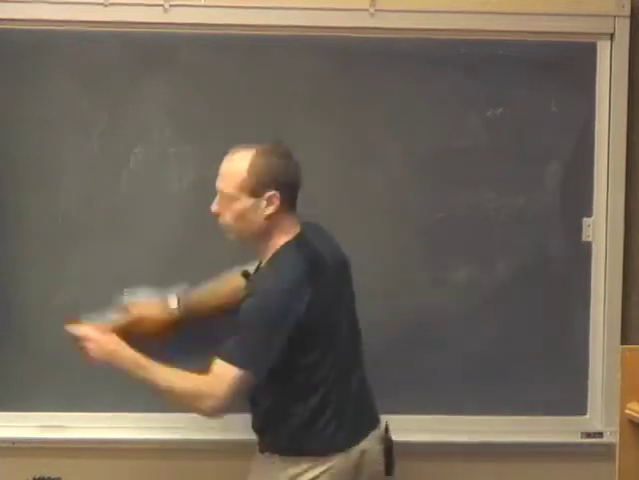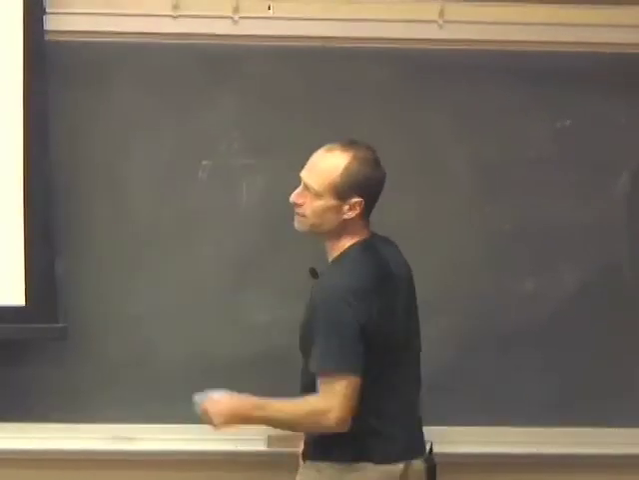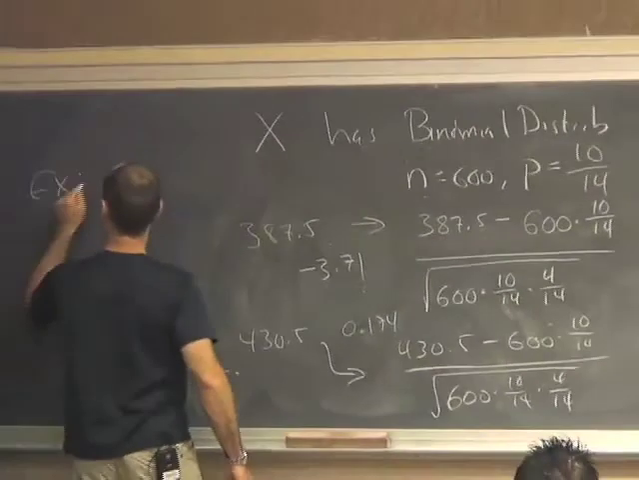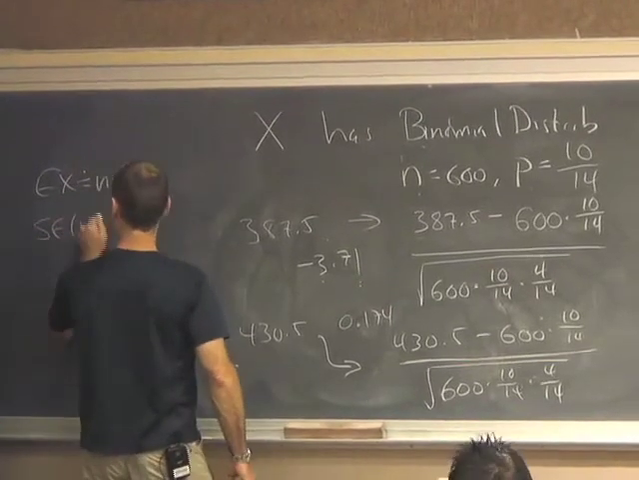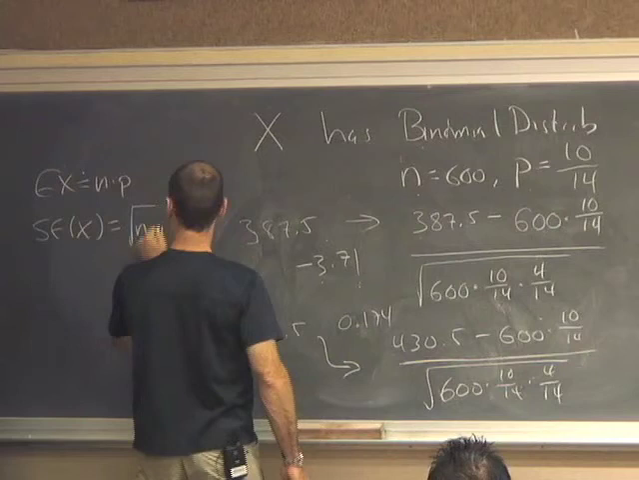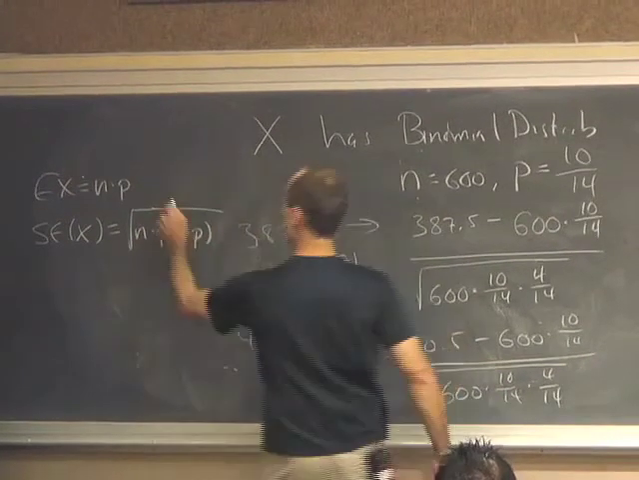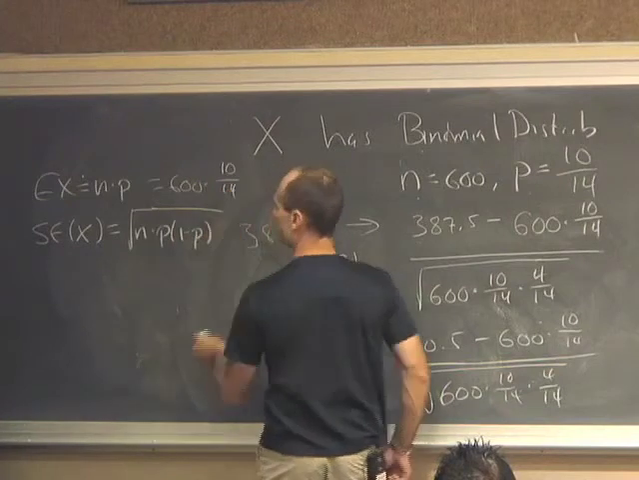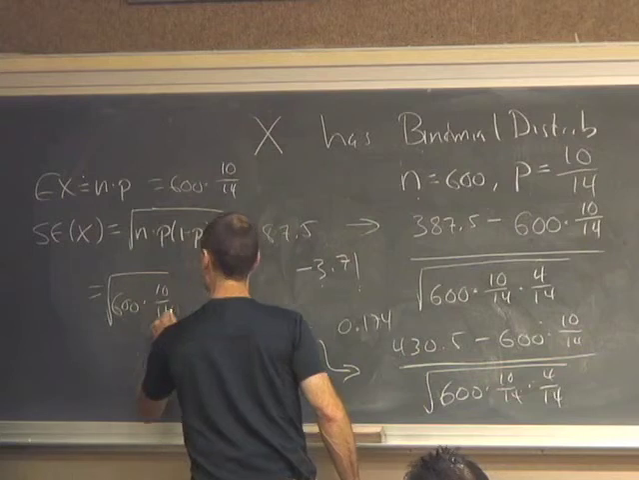Okay, so the question was, where's this denominator coming from? If x has a binomial distribution like that, then maybe I should just write it over here. The expected value of x is n times p, and the standard error of x is the square root of n times p times 1 minus p. In this case, n times p is 600 times 10/14, and this is the square root of 600 times 10/14 times 4/14.